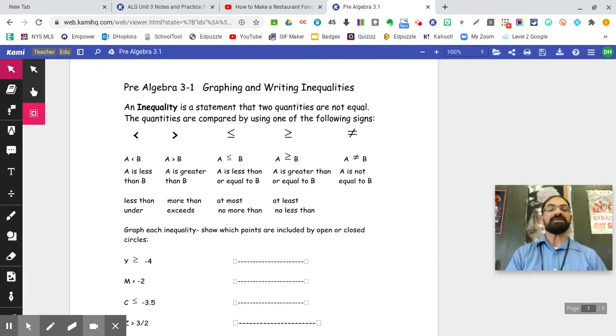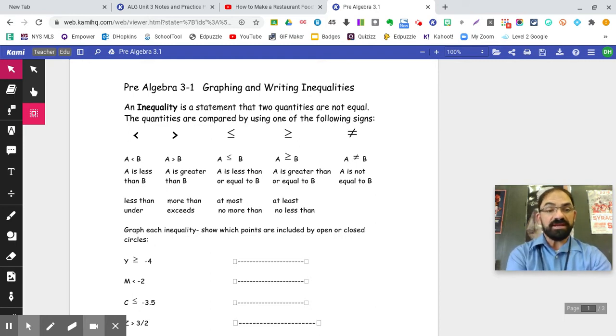Today we're going to start Unit 3, graphing and writing inequalities. An inequality is a statement that states two quantities are not equal. The quantities are compared by using one of these following symbols. We have the less than symbol, greater than symbol, then less than or equal to, greater than or equal to, and then this symbol over here means does not equal or is not equal to.